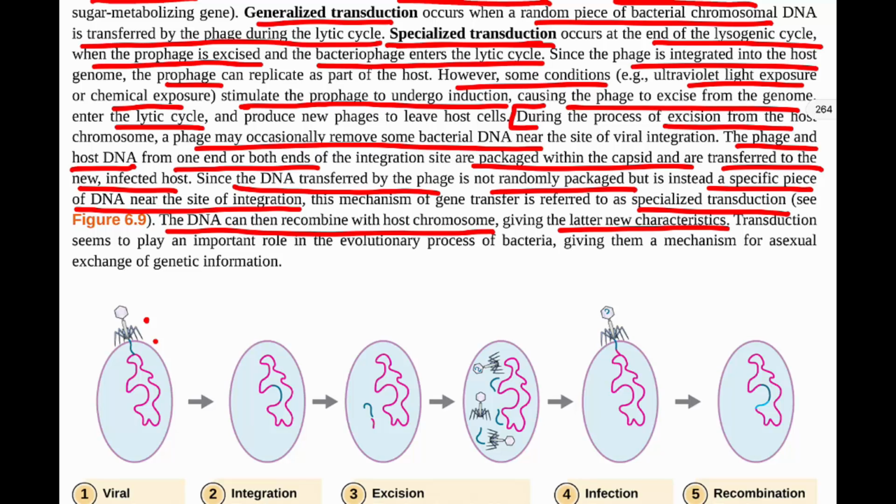And they mentioned that transduction seems to play an important role in the evolutionary process of bacteria, giving them a mechanism for asexual exchange of genetic information. So we can see bacteria changing over time based on this process, based on the phages going through what they are going through for their own, quote, life process, and then that changes bacteria as well.